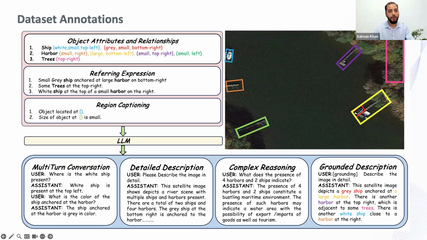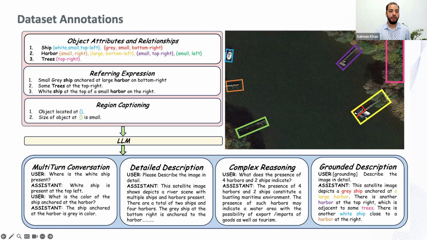Similarly, we can also associate similar kinds of attributes to other objects which are present, such as harbor and trees. Now, these object level attributes and relationships are also converted to reference expressions. So we know the bounding box location. We convert and derive these reference expressions for all of these objects.